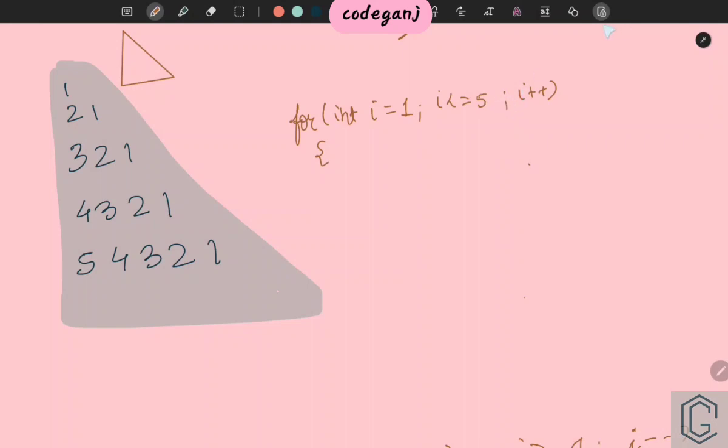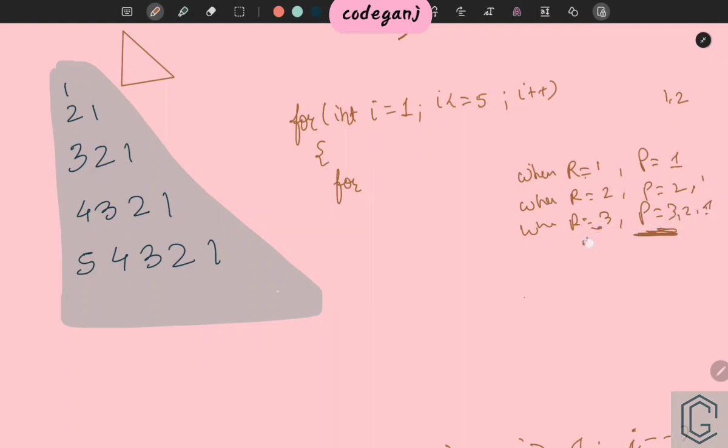Now after this, we are going to see the relation between i and j. Tell me what is happening. When your row is 1, you are printing 1. When row is 2, you are not printing just 1 2, you are printing 2 comma 1. When your row is 3, you are printing 3 2 1. See, you are printing from 3.